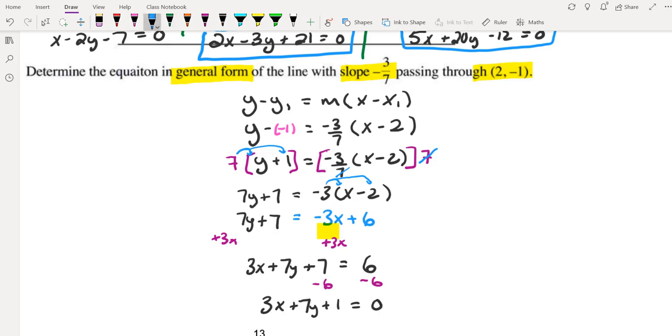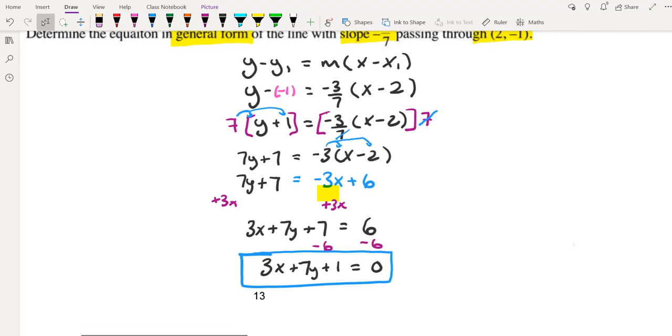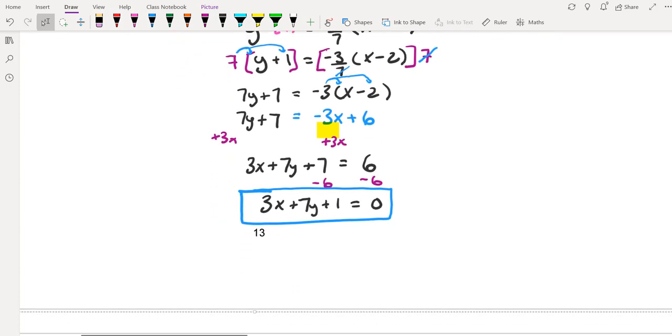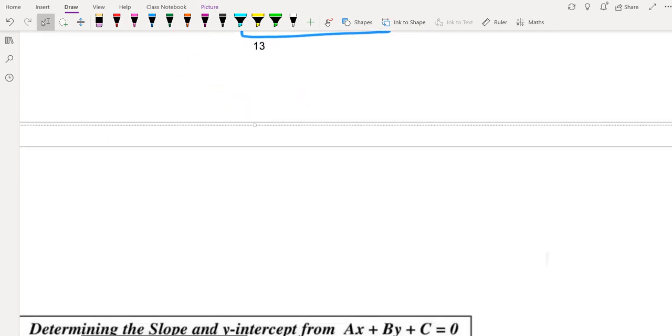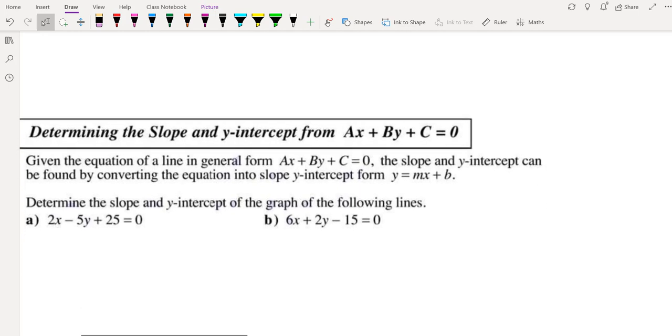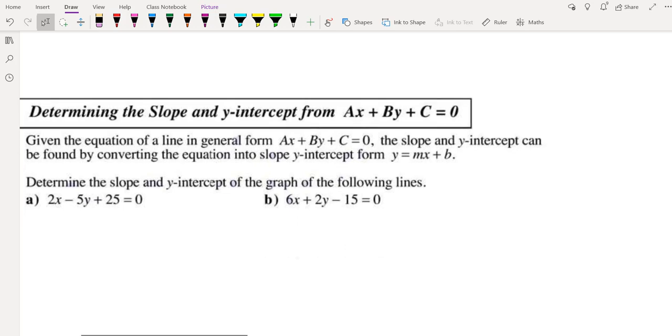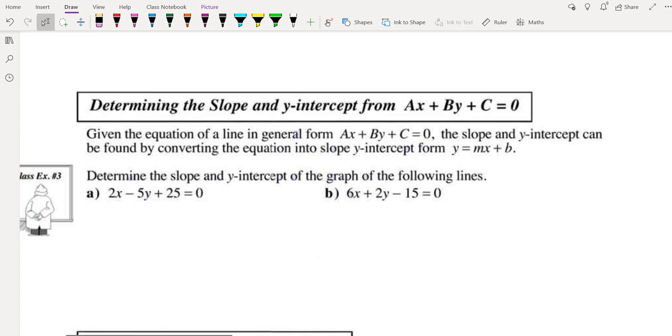And that would be our equation of a line in standard form or general form. So far in the questions we've done, we've converted slope-intercept form and slope-point form into general form, right? But quite often we need to convert general form into slope-intercept form, because from the slope-intercept form, we can determine the slope and the y-intercept quite easily. So that's what we're going to do in the next couple of questions here.